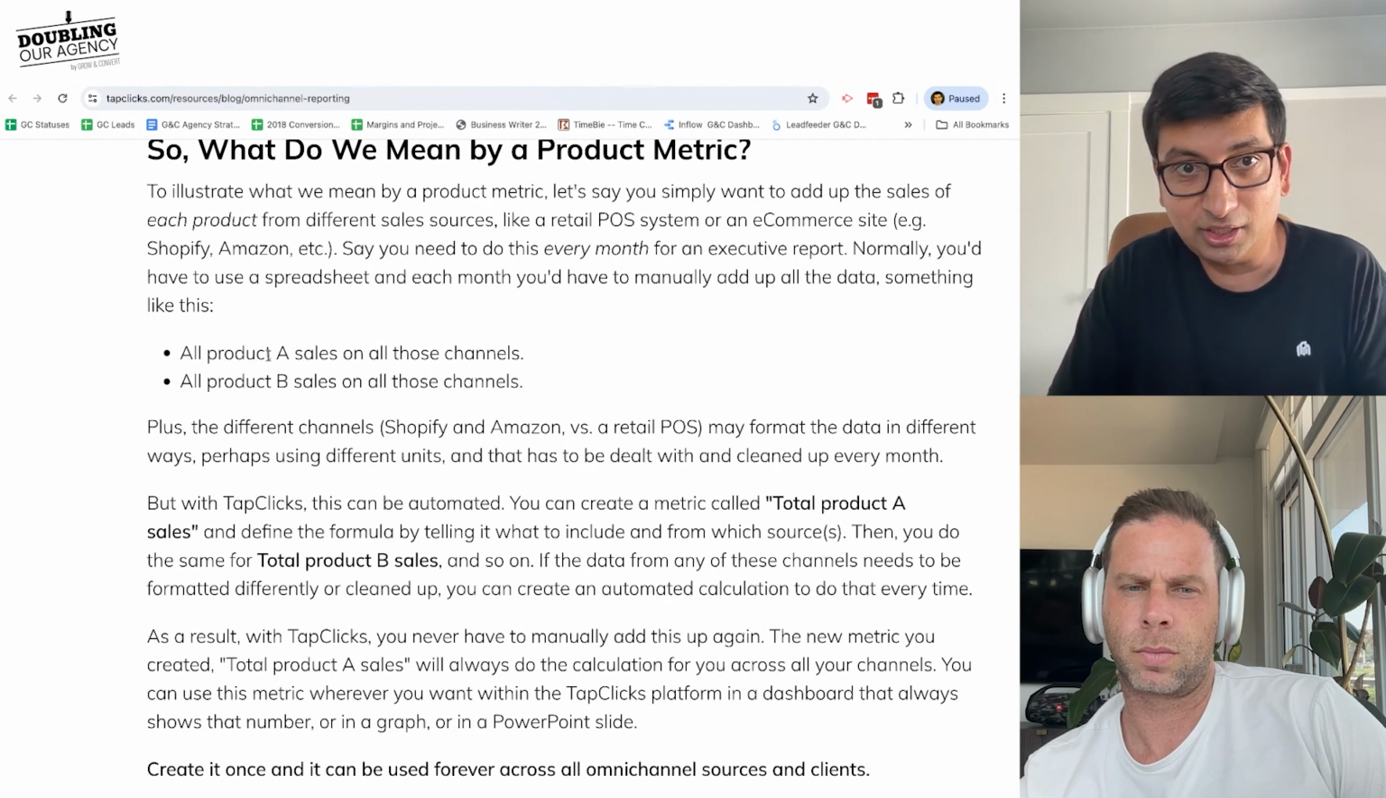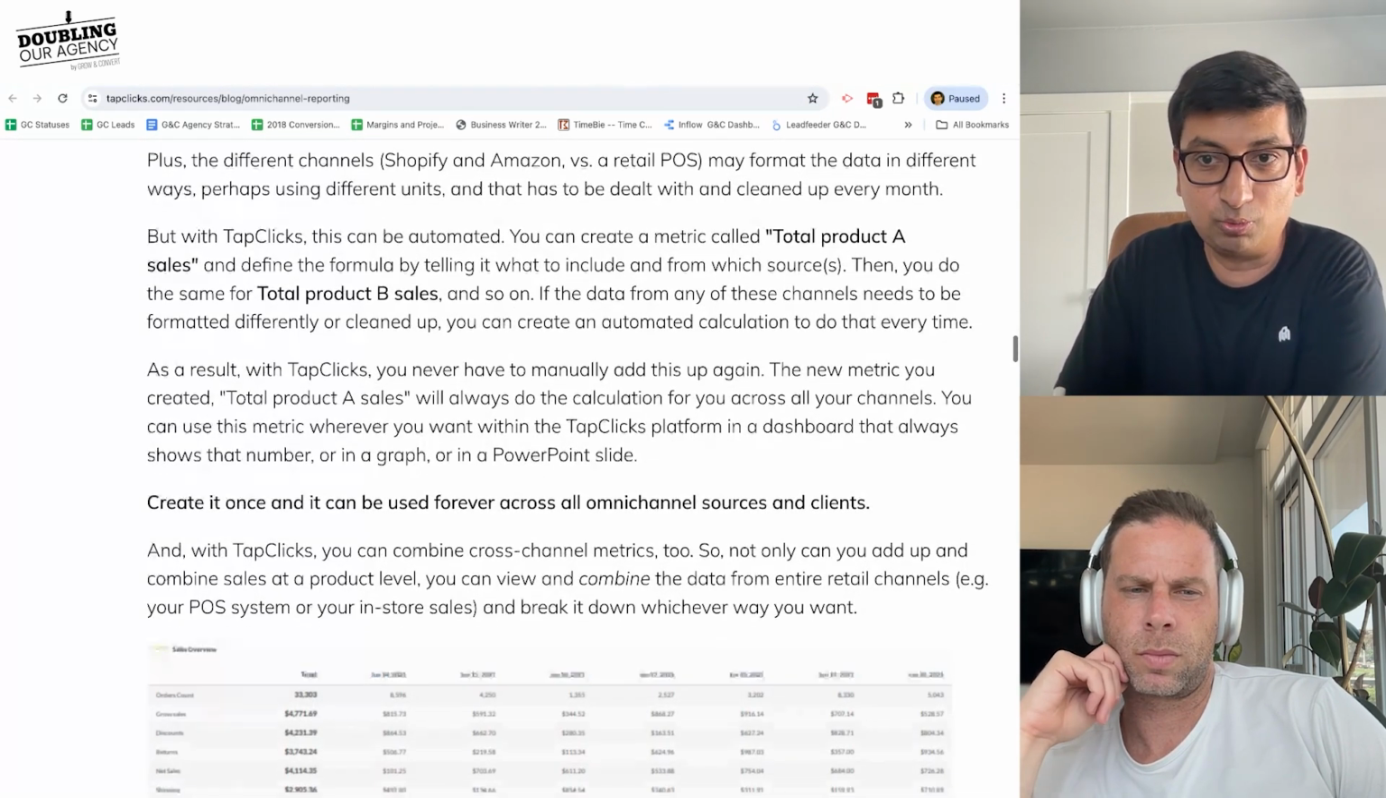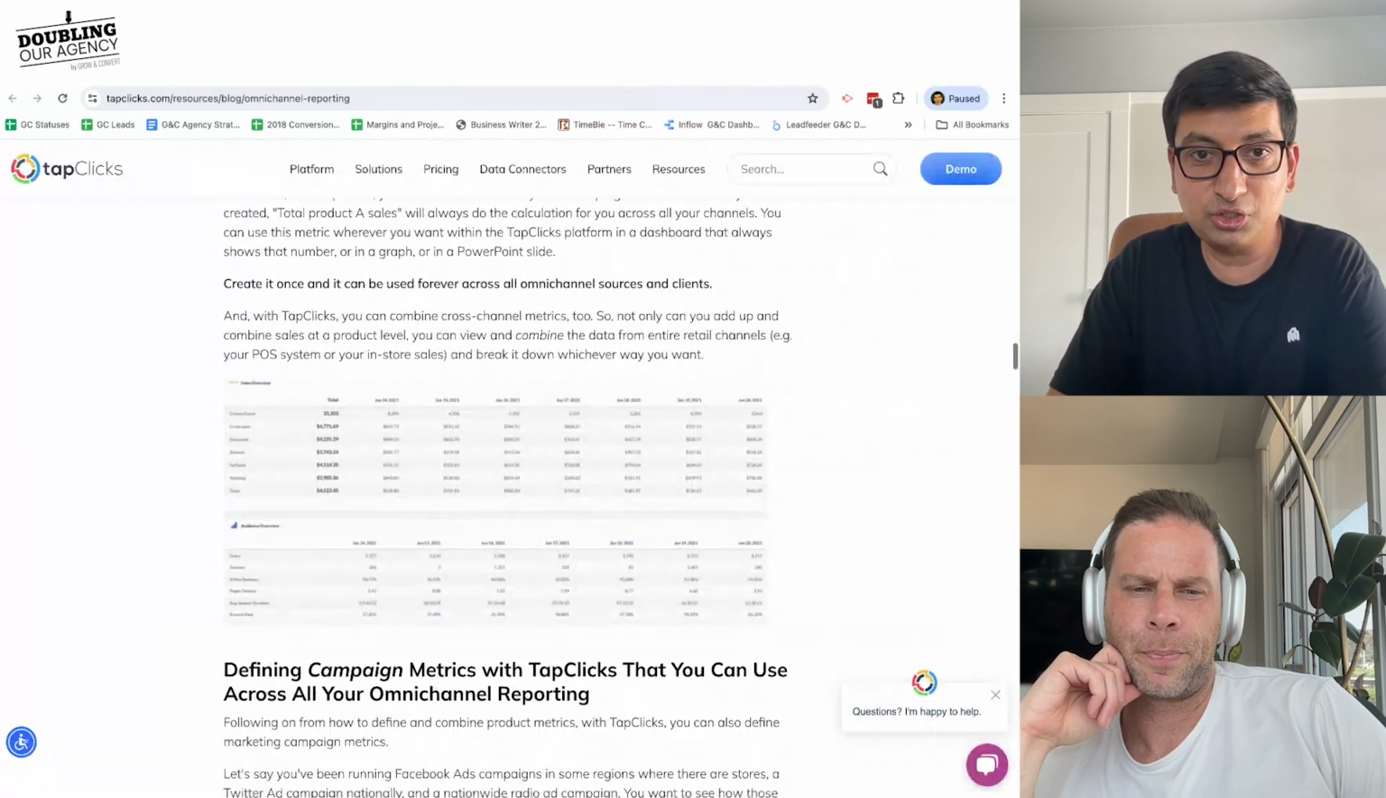Normally, you'd have a spreadsheet. All product A sales are on those channels, B, plus. And then we go into how the spreadsheet would work and how ours would work. We give specific screenshots.